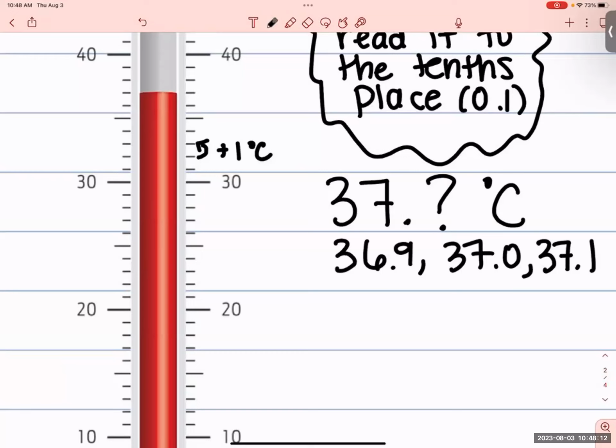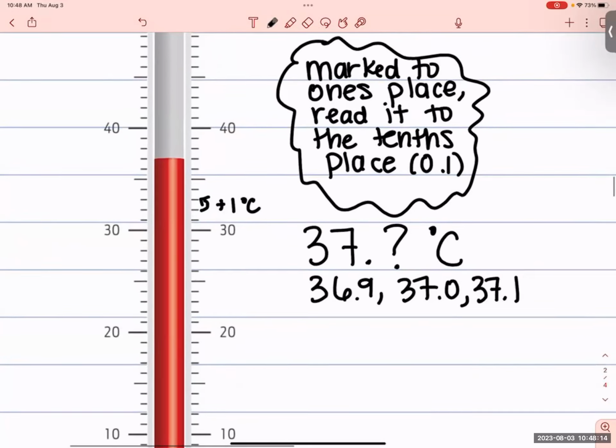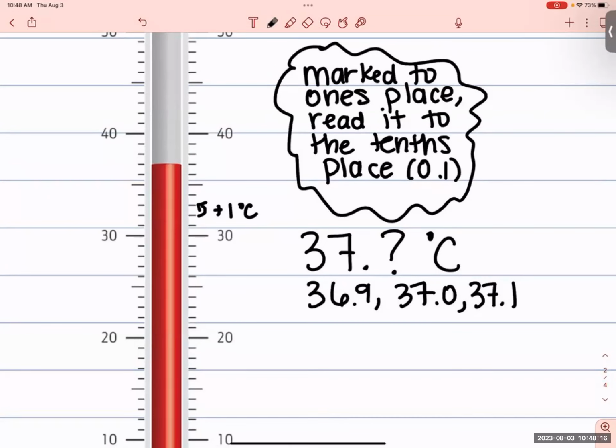So the level of uncertainty here is to the tenths place. But we know the tens place and we know the ones place. We don't know what the tenths place is exactly, but we can guess. We only get to guess one number when we're doing readings.